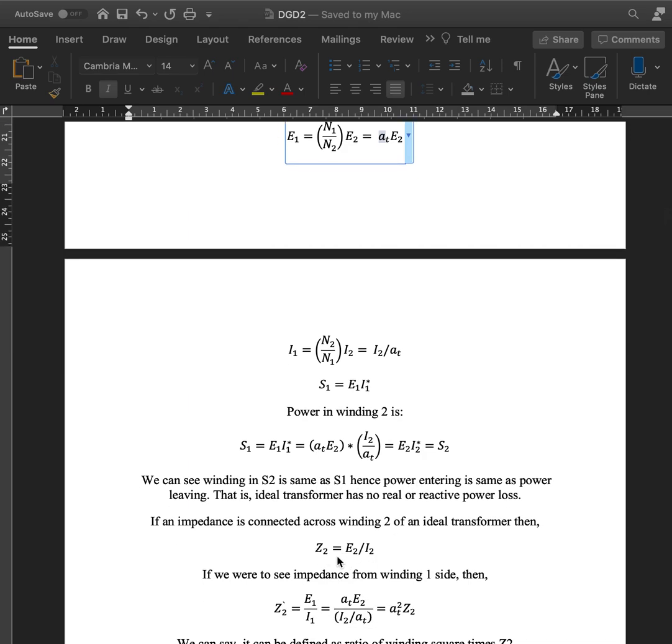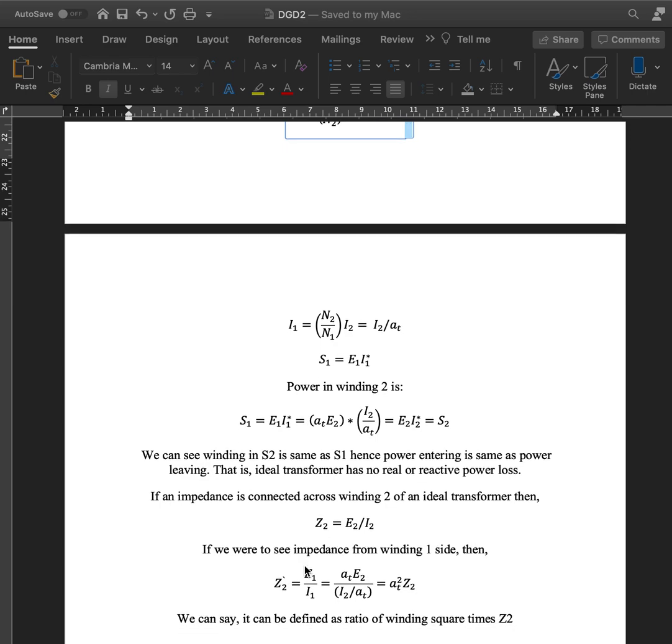Okay, so we define impedance just as that, and then if we were to see impedance from winding 1 of the transformer, it's generally written as E1 over I1, which is AT times E2 divided by I2 times AT. Hence, it becomes AT squared times Z2. Hence, we can say, if the question says find the impedance load as seen in terms of winding 1, it's basically turn ratio squared times the value of the impedance in this case.